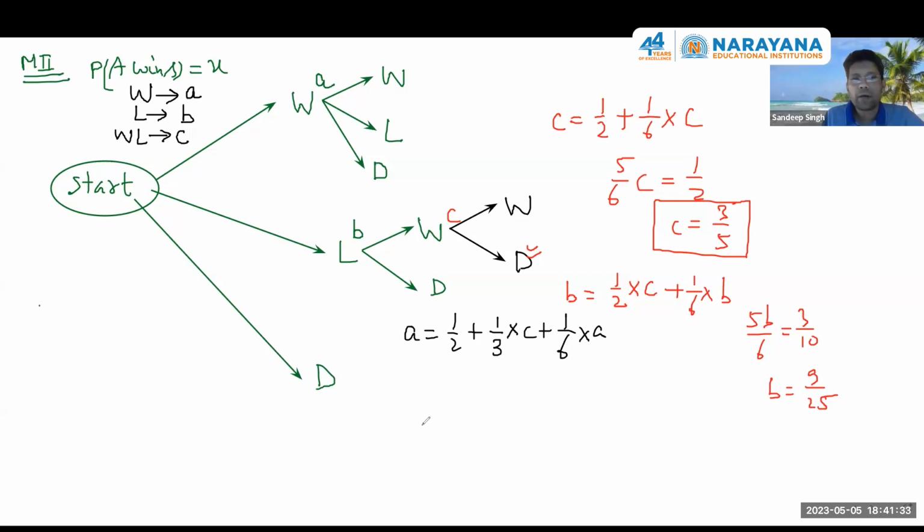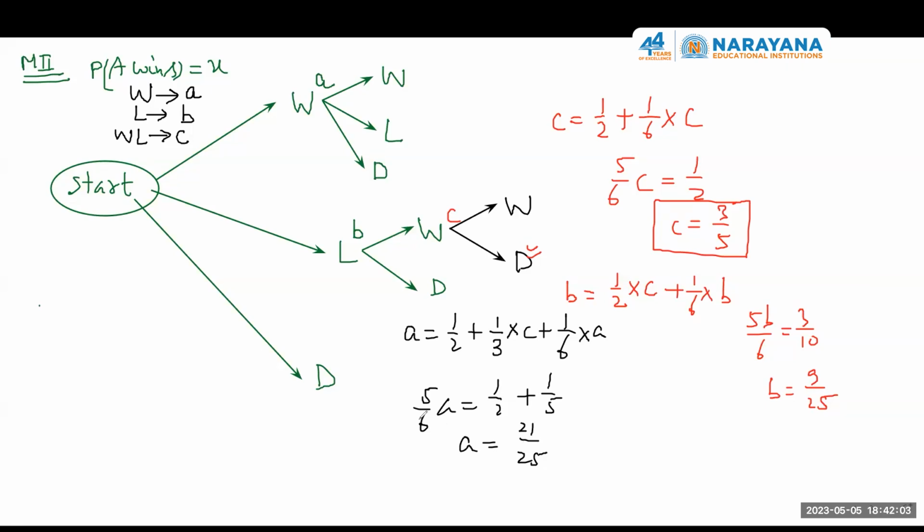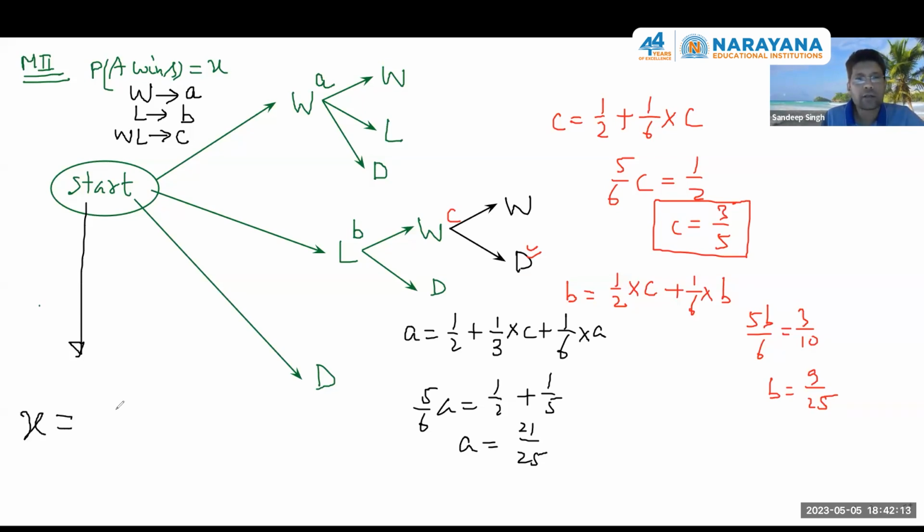So C is 3/5. Let us substitute. So 5/6 A is 1/2 and C/3 will be how much? It will be 1/5. So how much will this be? 21/25. Is it written correctly? Yes, sir. And now we are going to write the final equation of x that we wrote at the start. Now come right to the beginning, start the game. So x was the total chance. Tell me, write x. So what is x? Three mutually exclusive paths. So this was 1/2. Loss is 1/3. This is 1/6. Tell me, x equal to.